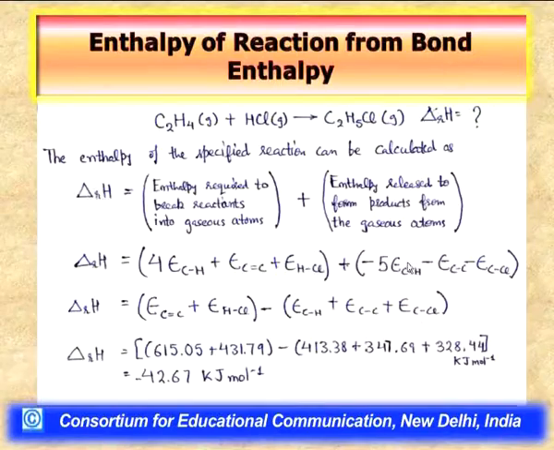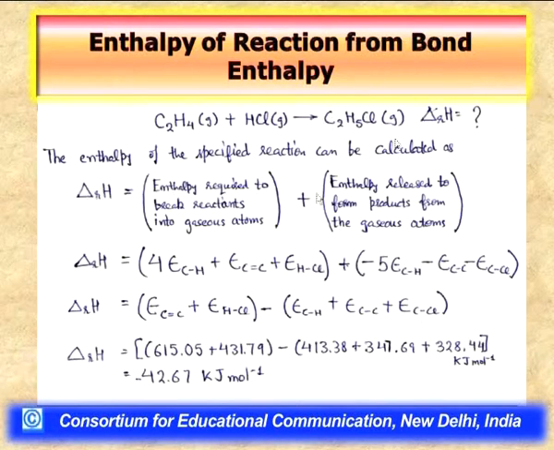And finally, these gaseous atoms have aligned themselves in order to form the product ethyl chloride, in which 5 carbon-hydrogen single bonds have been formed, 1 carbon-carbon single bond has been formed and 1 carbon-chlorine single bond has been formed. And adding these bond enthalpy data, finally tabulating their values, we get the enthalpy of reaction for this desired reaction. So, I want to make a caution over here.